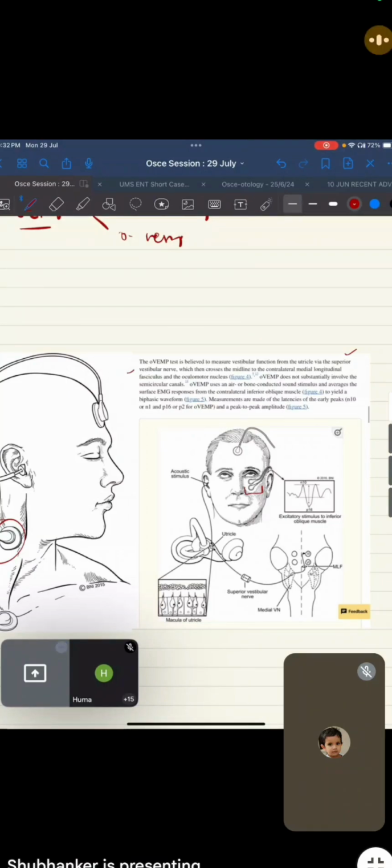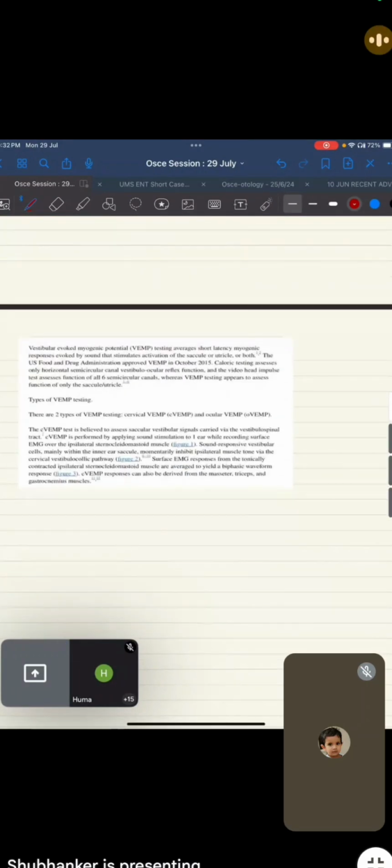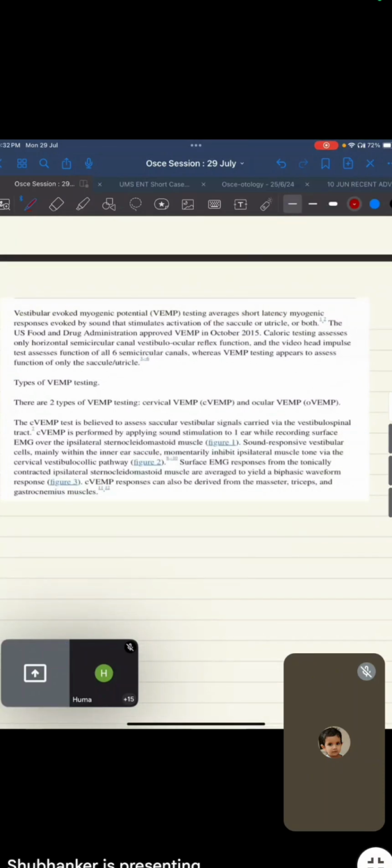Okay. And this is your C-VEMP. So C-VEMP basically carries this vagus tract, and we saw that we are placing it over the sternocleidomastoid muscle, and by placing this, okay.